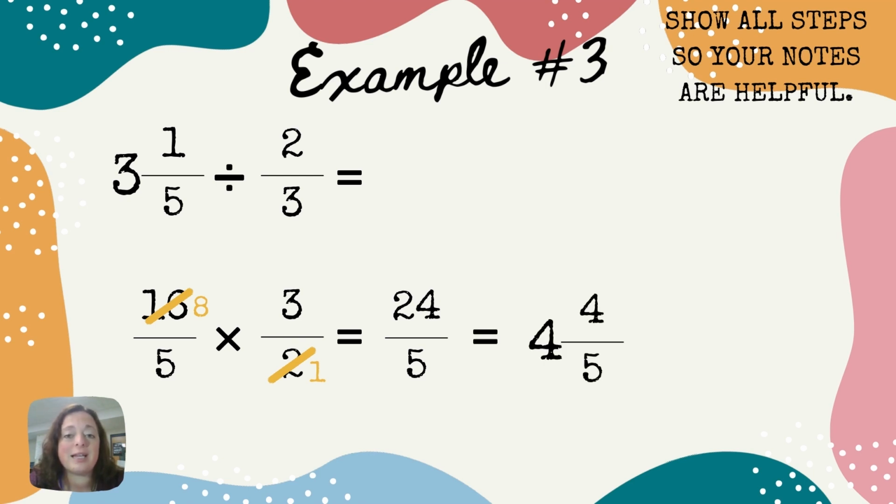We can check and see if that makes sense for our problem by thinking about what the problem is asking us. Remember, when we divide, we're trying to see how many of that second number can fit into the first number. 2/3 is a lot smaller than 3 1/5. So does it make sense that we could fit 4 of them, almost 5 of them, into 3 1/5? It does. 3 1/5 divided by 2/3 is 4 4/5.